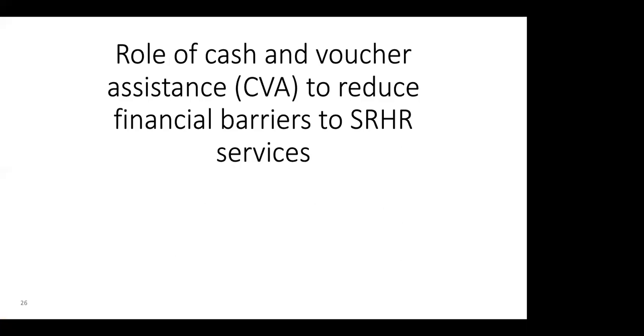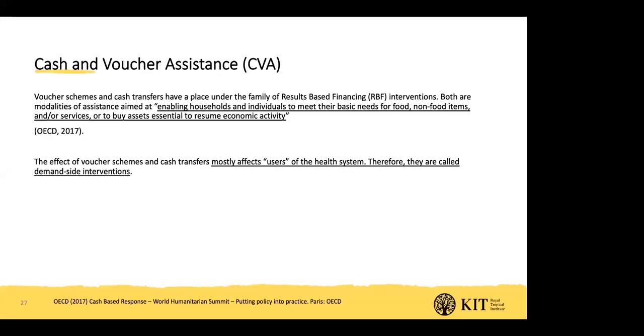Next, please. When we look at the role of cash and voucher assistance to reduce financial barriers to SRHR services, I think most of you are familiar with CVA, but in case somebody is not fully aware, cash and voucher schemes and programs can take multiple forms and shapes in relation to the objectives of the intervention. They can be, for example, assistance to cover basic needs versus sector-specific ones. There can be difference in relation to the modality, cash or voucher, obviously, in the way of delivery, electronic or physically, and finally to the conditions to receive the assistance or to any restrictions or not to use it. In spite of the multiple forms that CVA can take, it is important to recall that the effect of the voucher schemes and cash transfers mostly affect users of the health system, and therefore they are called demand-side interventions.